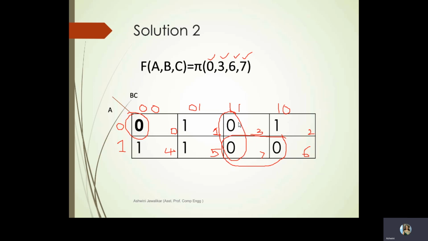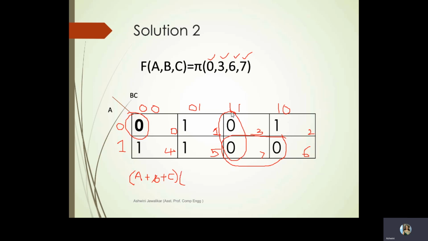Now how to write the expression? See, for this individual 0, we will write the expression. As all of us know, for POS, if the value of the variable is 0, we are not going to take the complement of that variable. Right? So here A is 0, B is also 0, and C is also 0. So we will write it as A or B or C. So we can write it like this. This will be our first max term, and we are going to take and.